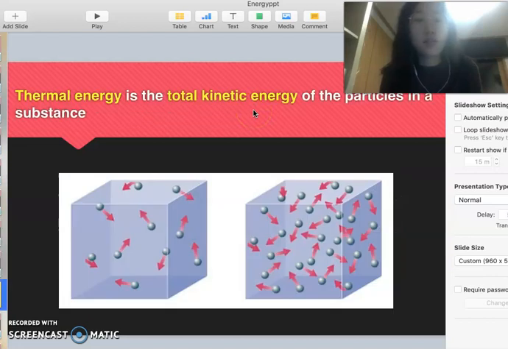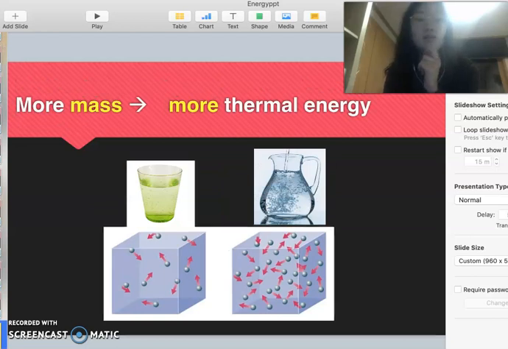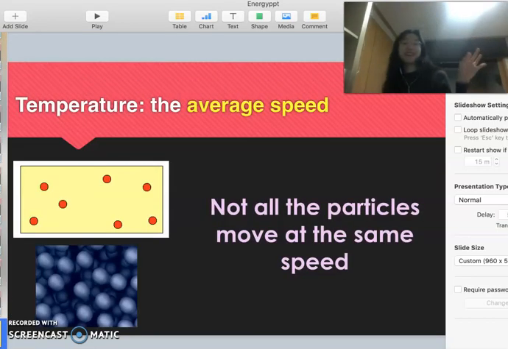Some other examples here. We learned about thermal energy, which is the total kinetic energy of the particles in a substance. In other words, the hotter the temperature and the bigger the mass, the more thermal energy it has. So we talked about the hot cup of water versus a cold cup of water. The hot cup of water has more thermal energy. Okay, so that was a very quick review.